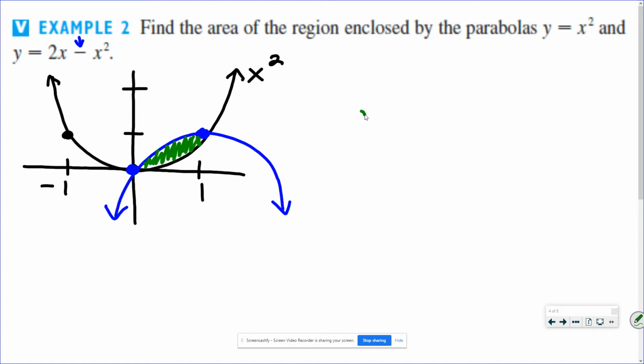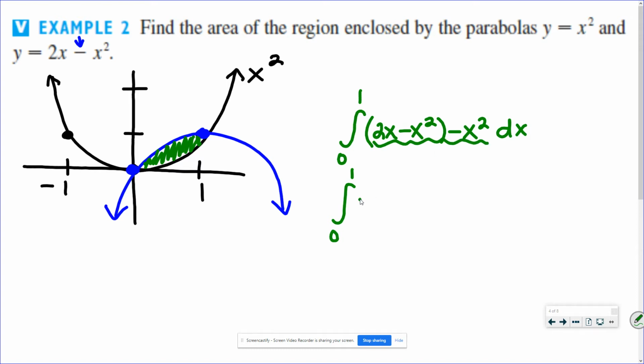To set up your antiderivative, you need to see what x value to what x value that area encompasses. So it goes from x equals 0 to x equals 1. And then remember, it's top curve minus bottom curve. So the top curve is the blue one, which is 2x minus x squared, minus the bottom curve, which is x squared, dx. I'm not going to integrate yet. I'm going to go into this function I created and combine like terms. So I would make that 2x minus 2x squared.